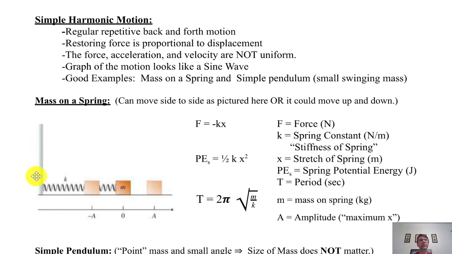Same thing for a pendulum. When you pull a pendulum back further, there's more of a restoring force that wants to bring it back down to the bottom because now you make it higher. The higher you make it, the more it wants to go back to the bottom spot, the equilibrium spot. That's another name for this spot right here, equilibrium.